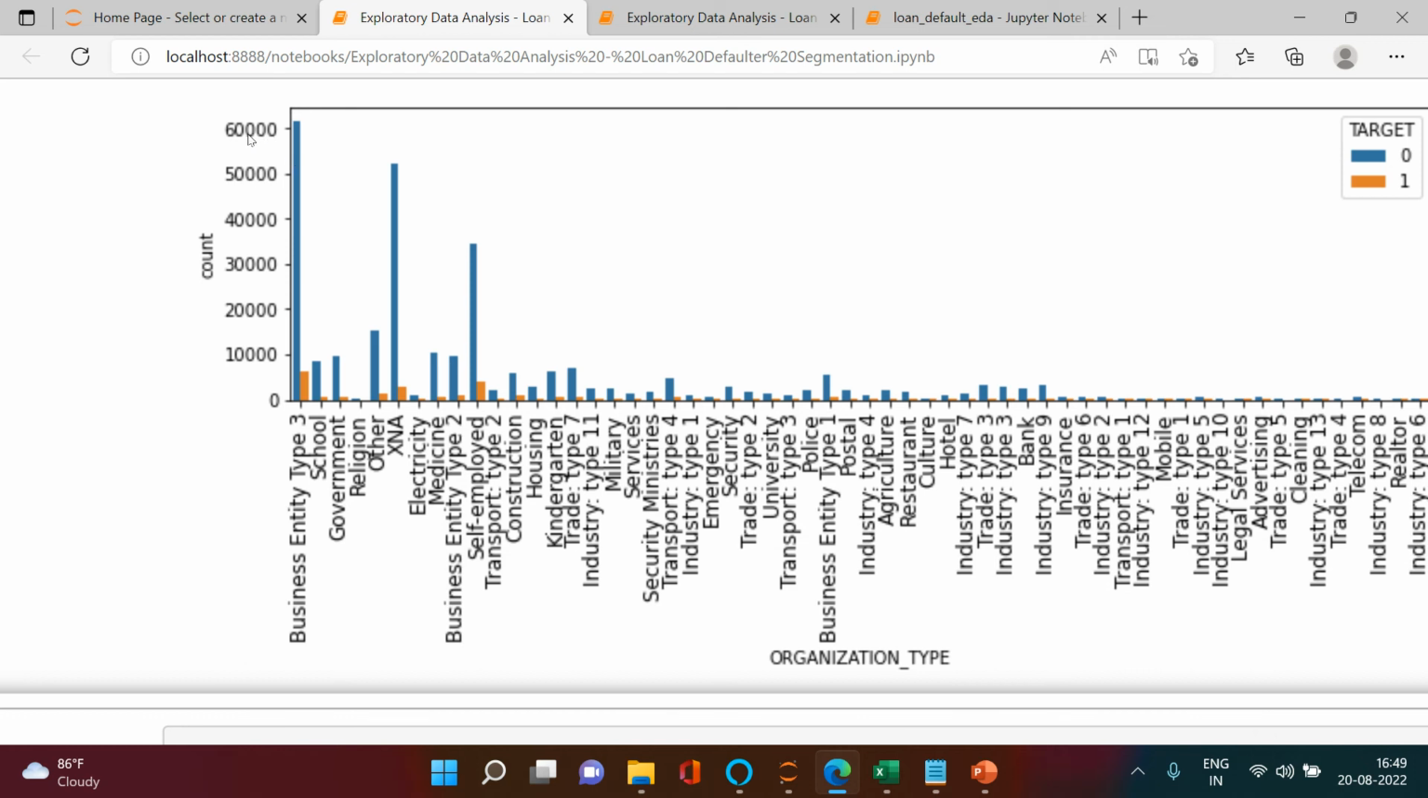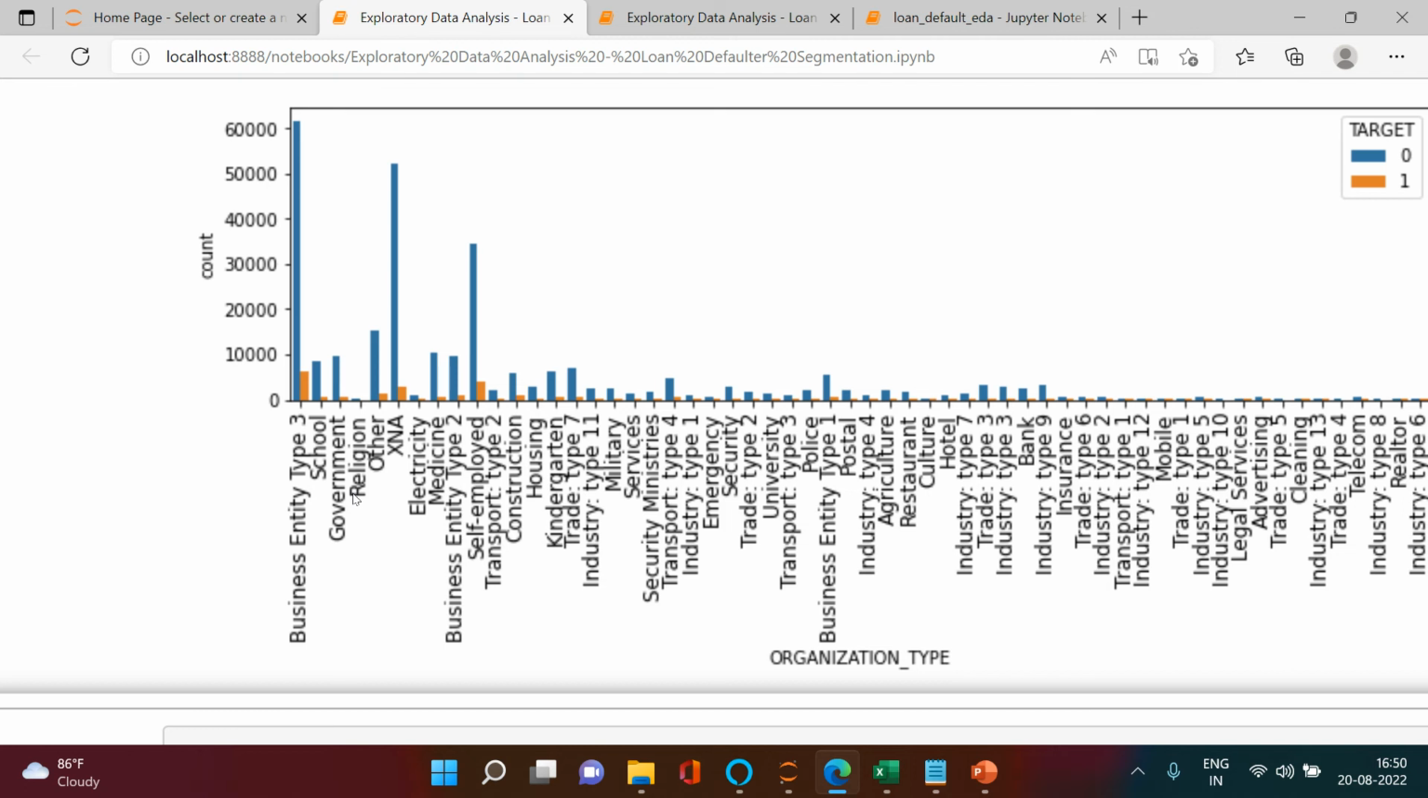XNA is something you can ignore. Over here, self-employed are the second highest. Then you can see business entity type 2. Then the next one is others. So these are the customers who have taken the most number of loans. And what is the status of their default rate? Let's have a look at that as well.